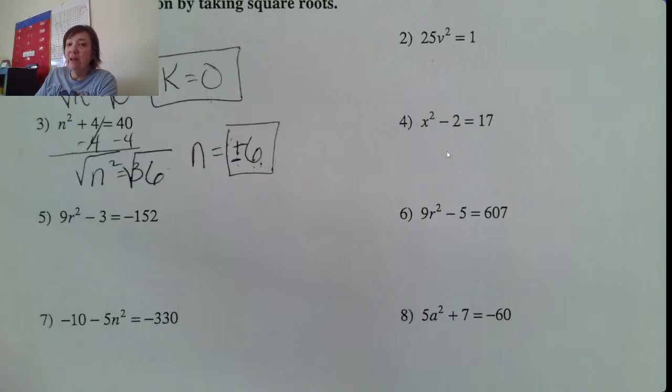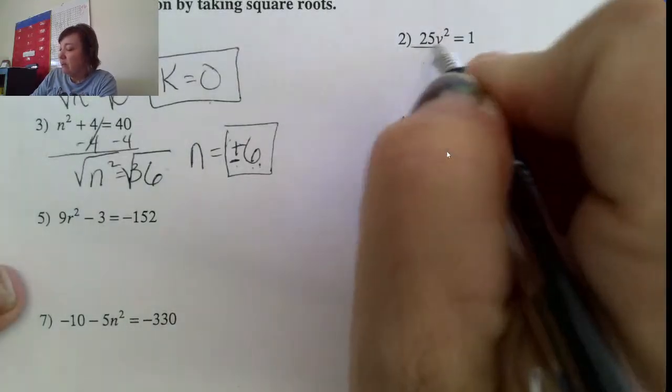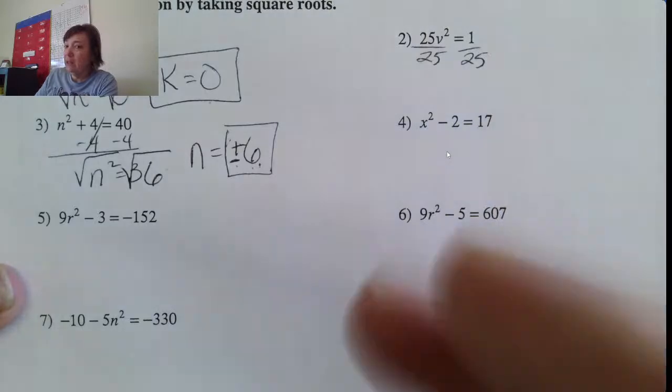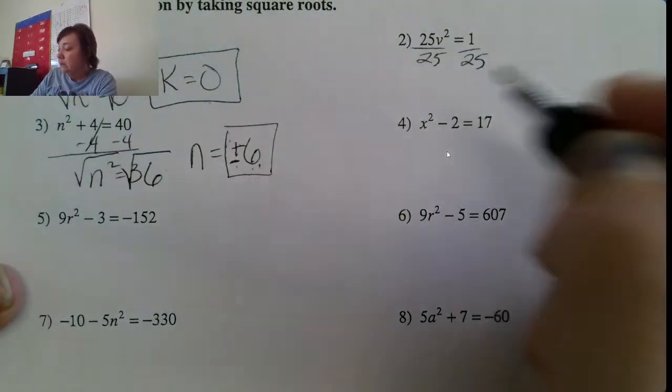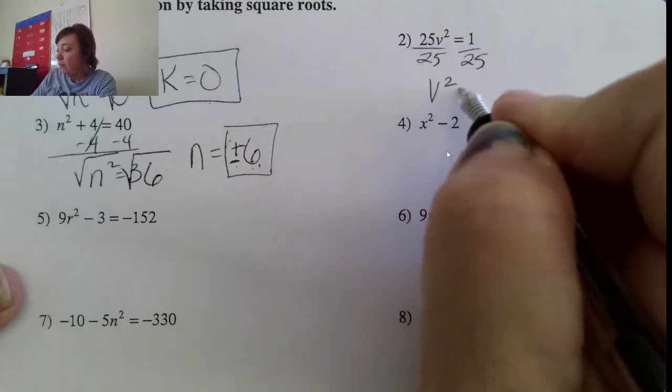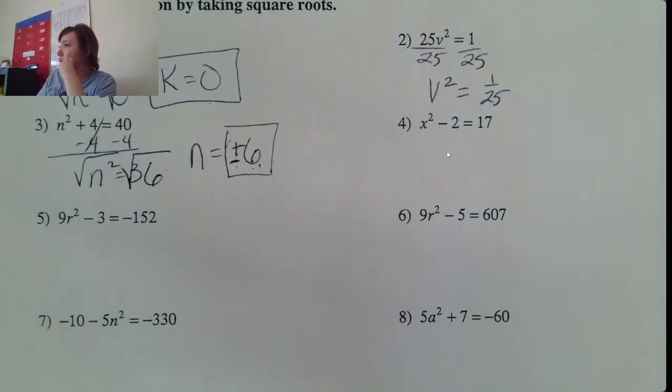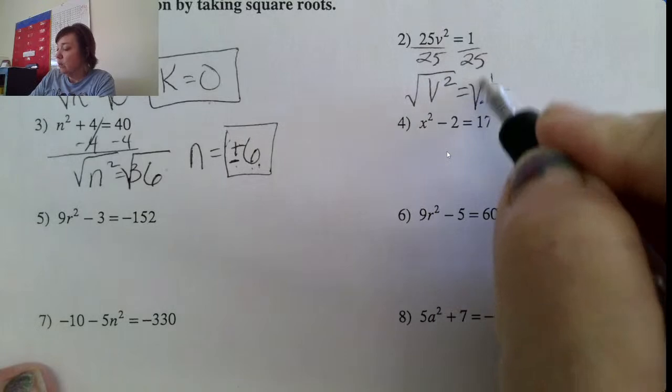What would you do on number 2 to get that v by itself? Divide by 25? Is that what you said? Okay, so let's divide by 25. Now, we can just leave this like this, or we can plug it in the calculator. Either way, it doesn't matter. If we just leave it like that for a few minutes, that's fine, and then we'll deal with it in a minute, okay? Now, what's our next step going to be? How do we get rid of that squared? Square root. So we're going to square root both sides, right?